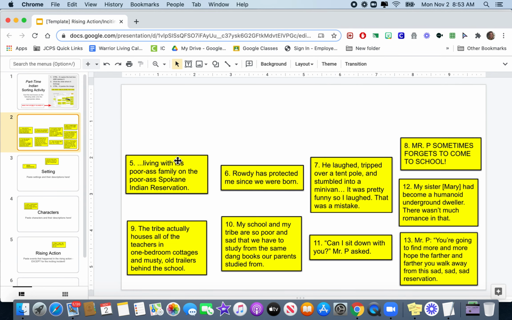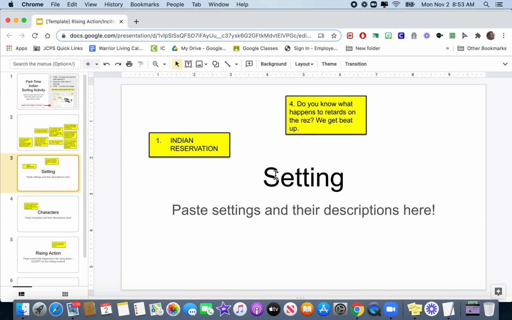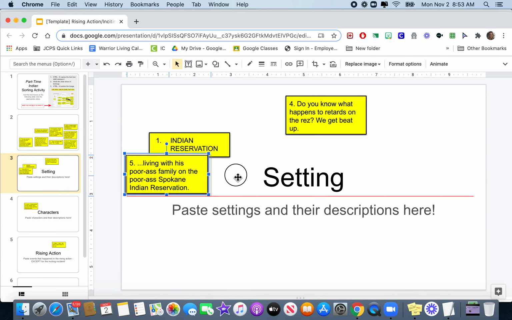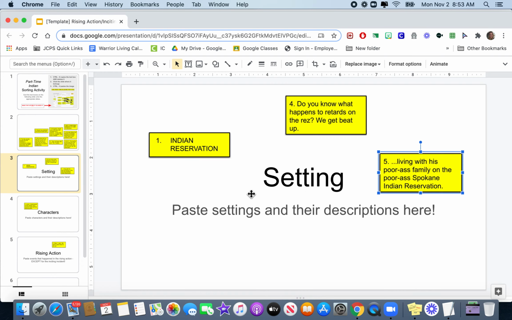All right, number 5, "living with his poor-ass family on the poor-ass Spokane Indian Reservation." Again, I'm sorry for cursing. It is in the novel. So this, again, is going to give us information about the setting, okay? You might want to put it in characters. You could put it in both places. But I think it's mostly the setting, because it's telling us that the people and where they live, this reservation, is poor.